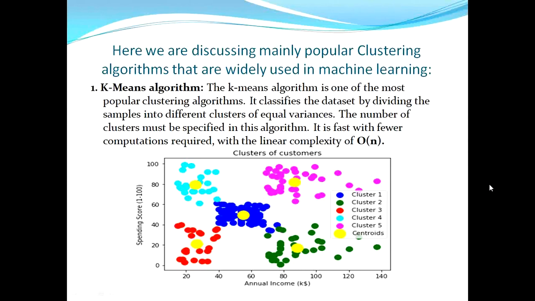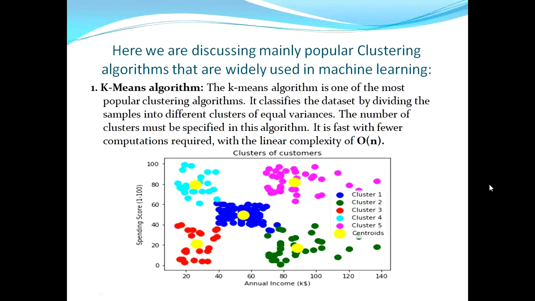This is one of the most popular clustering algorithms. It classifies the dataset by dividing the samples into different clusters of equal variances. The number of clusters must be specified in this algorithm. It is fast, with fewer computations required, with a linear complexity. In the output image, it is clearly showing five different clusters with different colors. The clusters are formed between two parameters of the dataset: annual income of customer and spending. We can change the colors and labels as per the requirement if we have a choice.